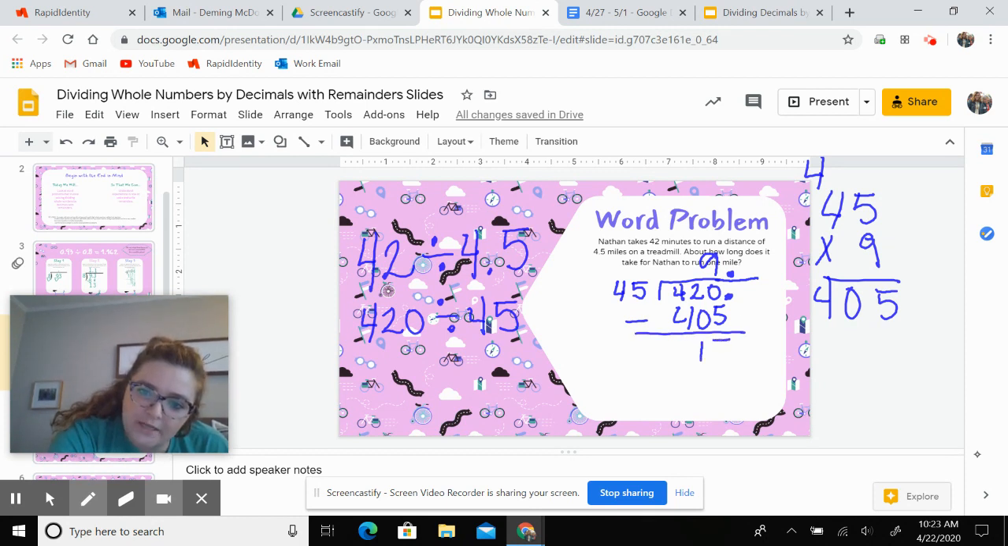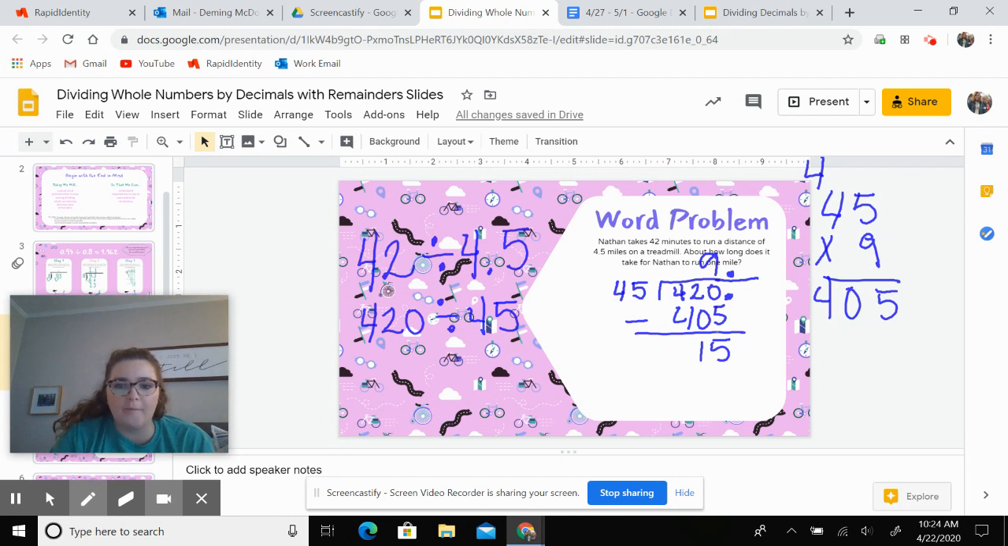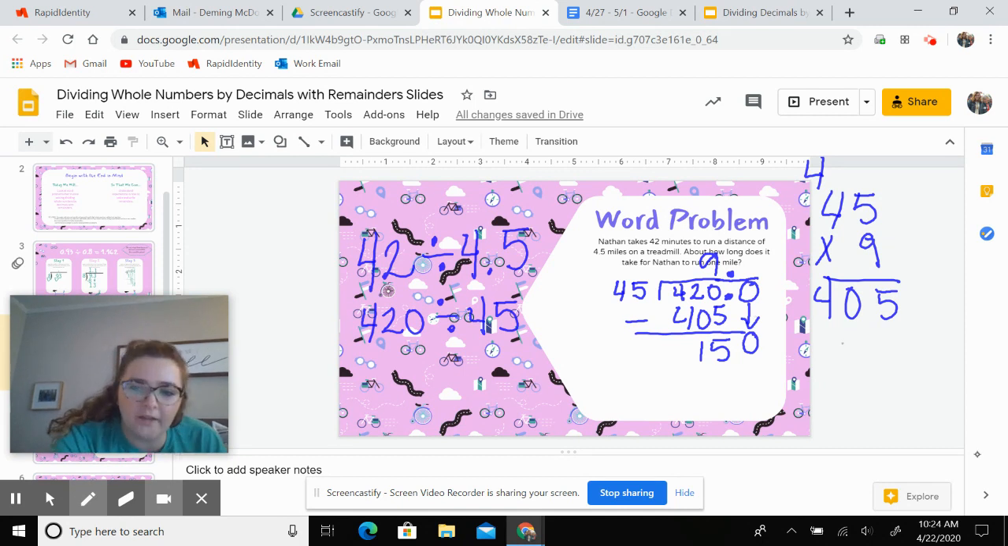And then I'm going to subtract like normal. I know that I went in the correct number of times because I only have 15 left, and 15 is much less than 45. But I need to keep going. So I'm going to add my 0 like I did before. And now I'm thinking about how many times can 45 go into 150?